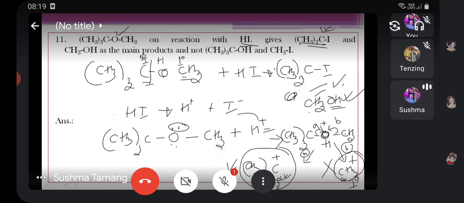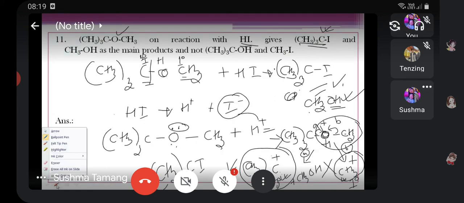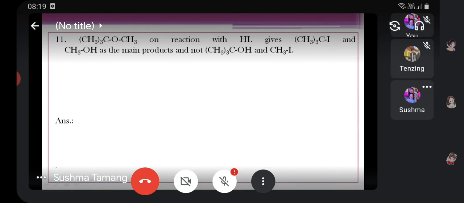Now, when this carbocation forms, at the same time the other molecule we are getting is CH3OH if it follows path A. Okay, and you have a free I minus ion in solution that will attack this carbocation, and finally we'll get the tertiary halide. Okay, the reason is very simple.